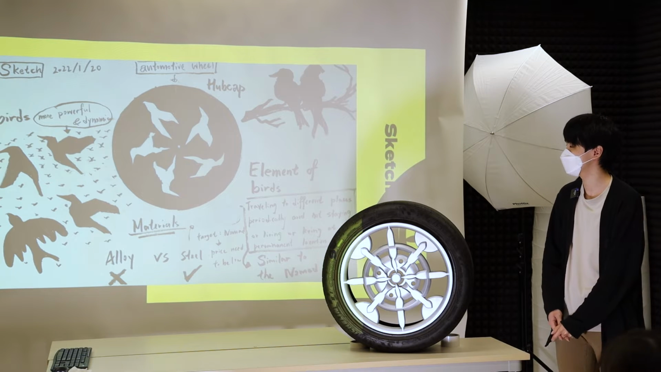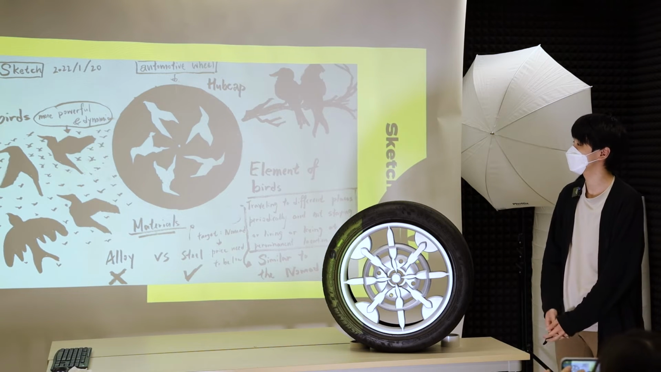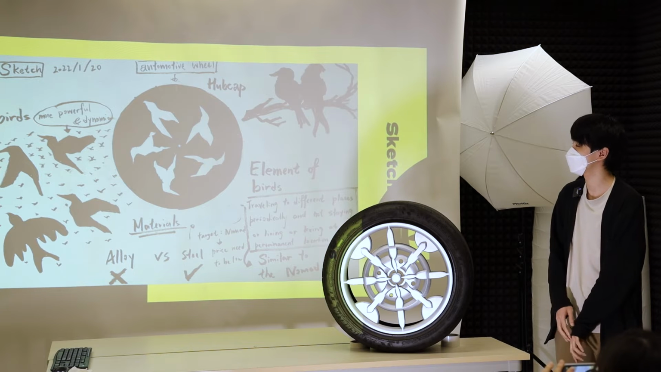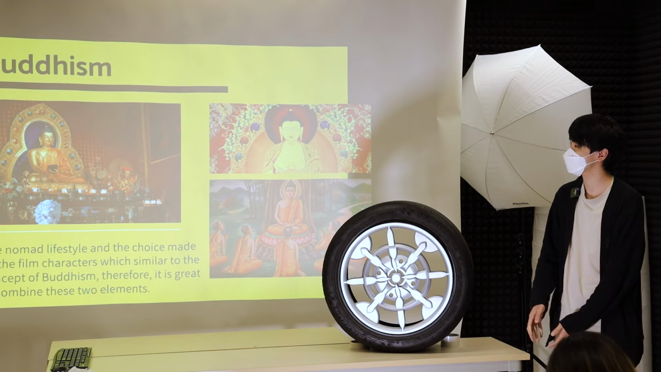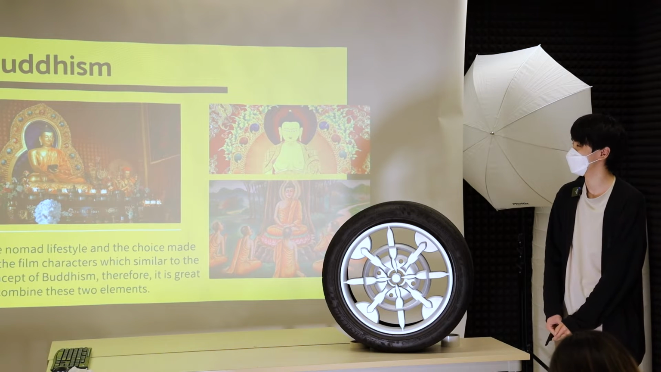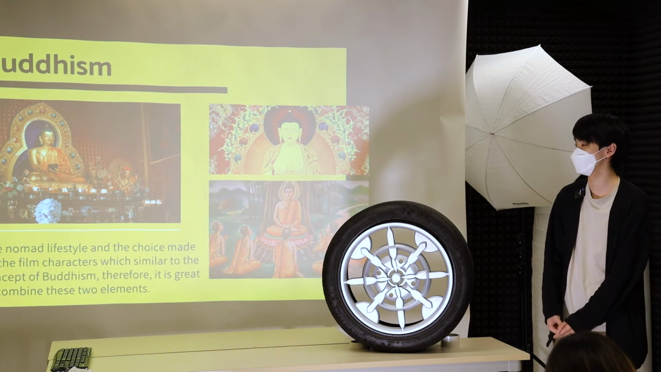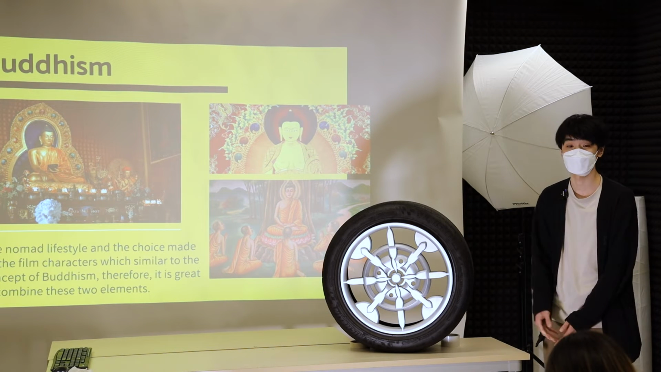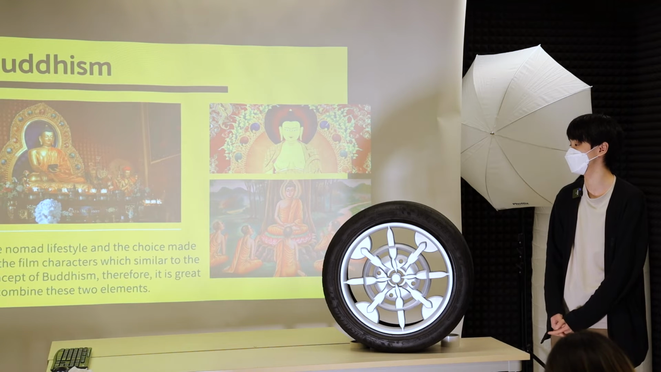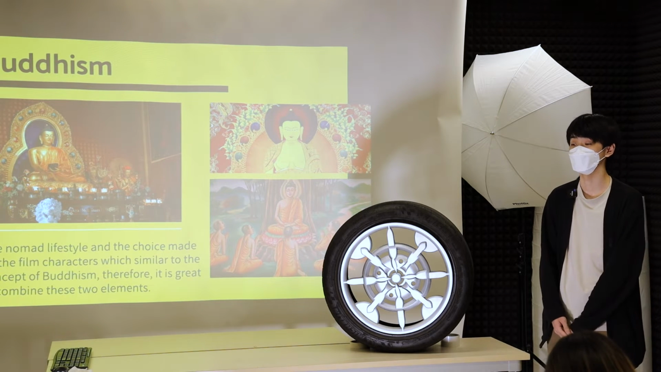And here's the sketch. I want to add the bird shape in the wheel. I want to add Buddhism into the wheel because the nomad lifestyle and the choice made by the film character are similar to the concept of Buddhism, and therefore it is great to combine these two elements.